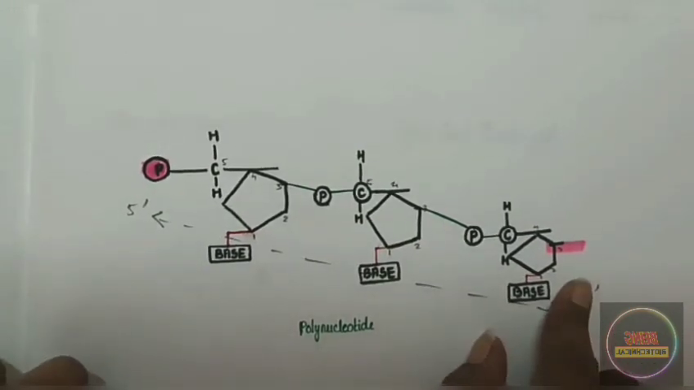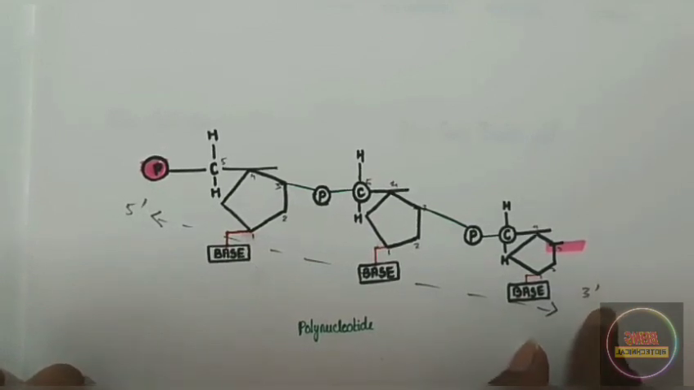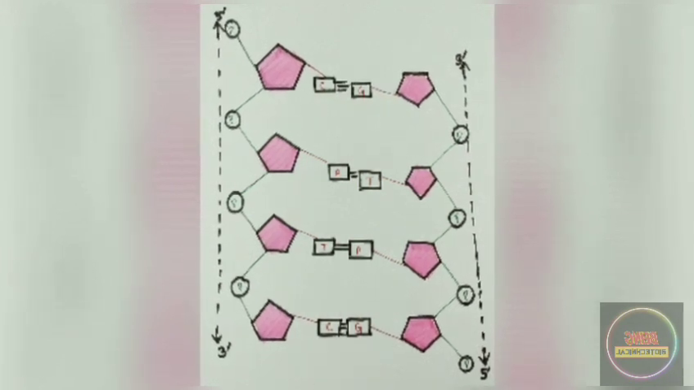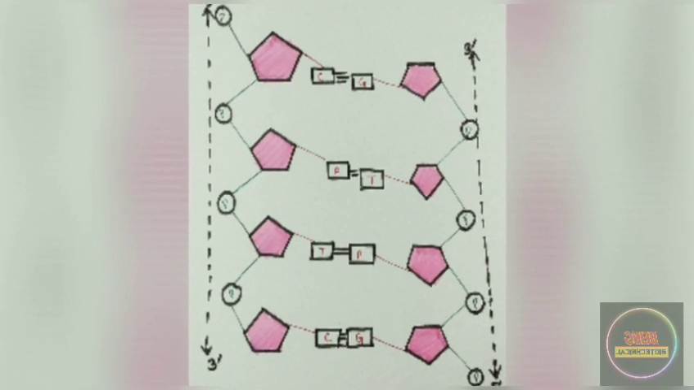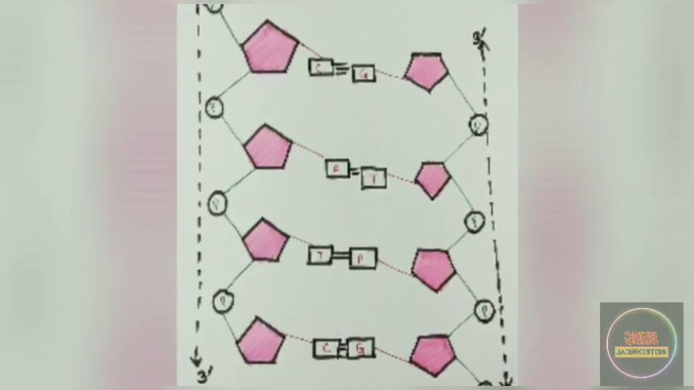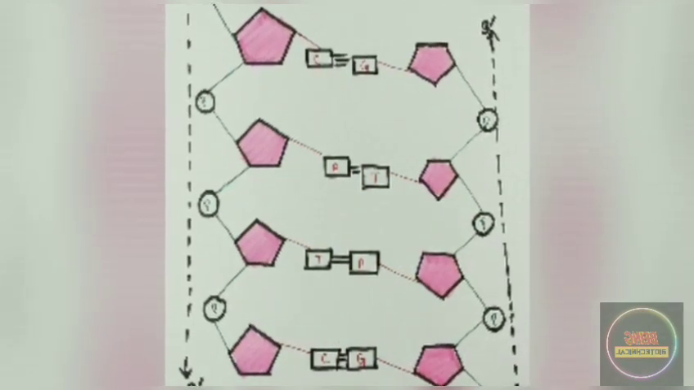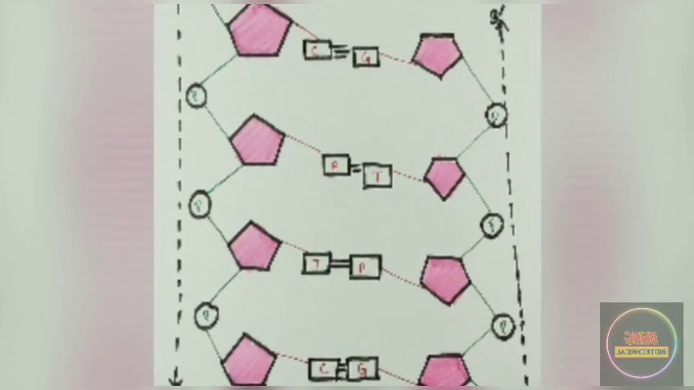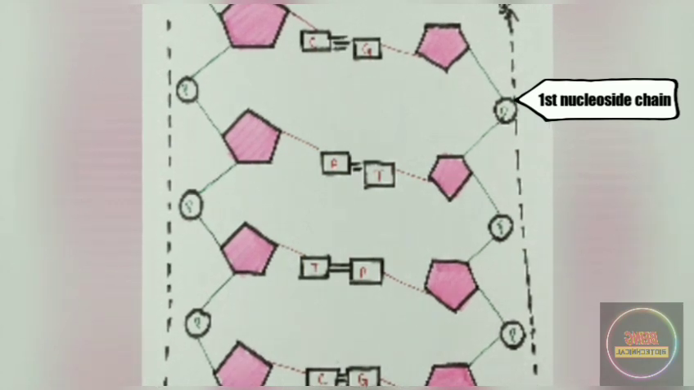DNA has two nucleotide chains arranged in this form. One is present from 5' to 3' and another is present from 3' to 5'. We may also say that both the chains are arranged anti-parallel to each other. And these two polynucleotide chains are arranged like this.